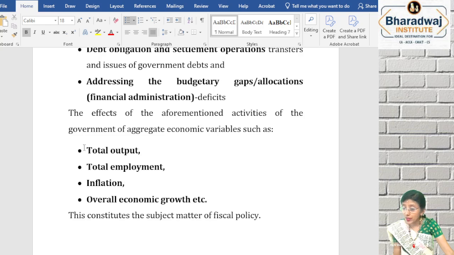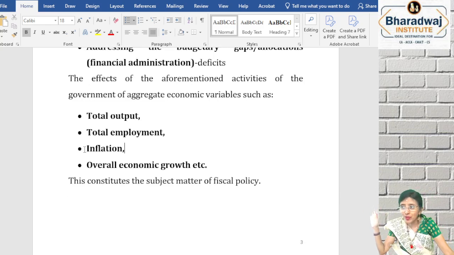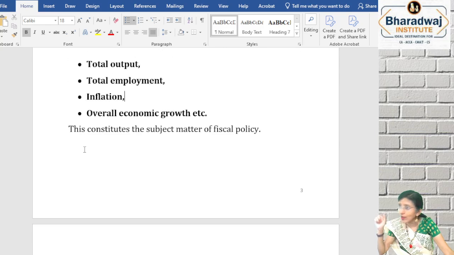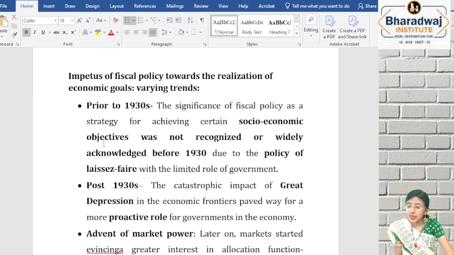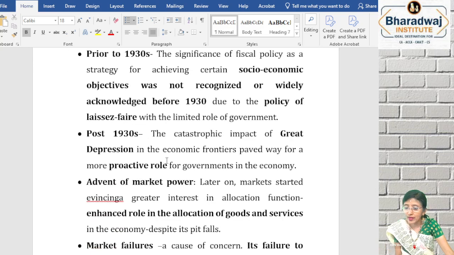The government can have an impact on all these variables: total output, total employment, inflation, overall economic growth, macroeconomic variables. That's what we're saying. We are using the word total, national, etc. Then fiscal policy prior to 1930s: government intervention was not recognized. Post 1930s, after the Great Depression, government intervention is a must.